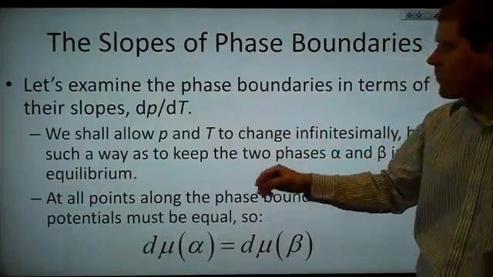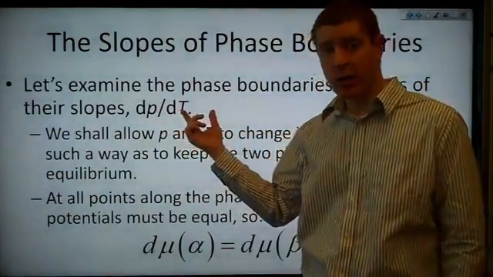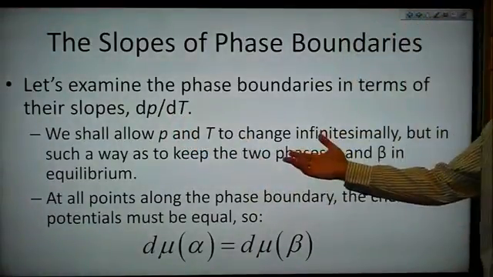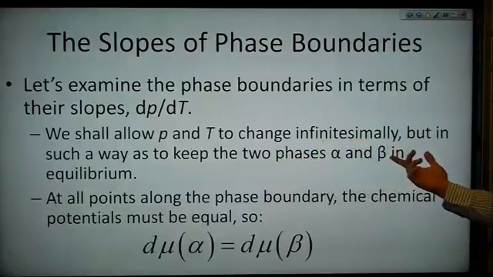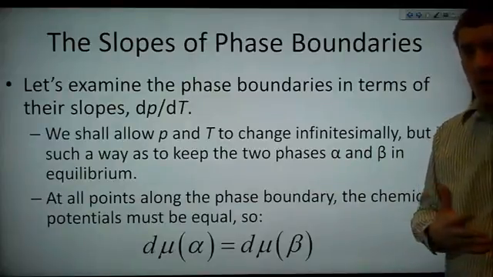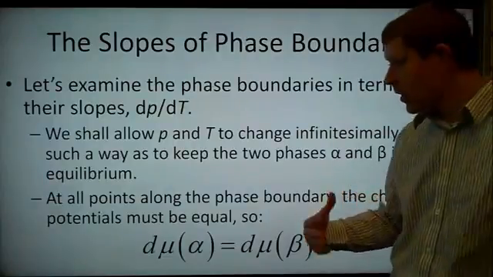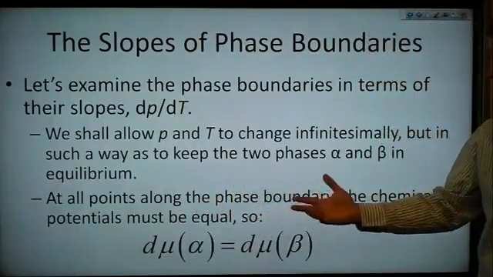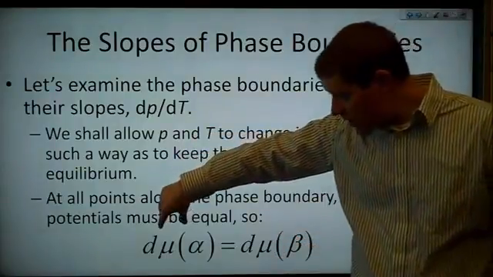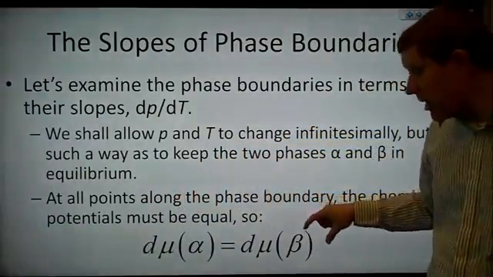So let's examine the phase boundaries in terms of their slopes, change in pressure per change in temperature. And we'll allow pressure and temperature to change infinitesimally, but in such a way as to keep the two phases, alpha and beta, in equilibrium. So we have a reversible change. These are small changes. So at all points along the phase boundary, the chemical potentials have to be equal. So the change in chemical potential of phase alpha has to be equal to the change in chemical potential of phase beta.